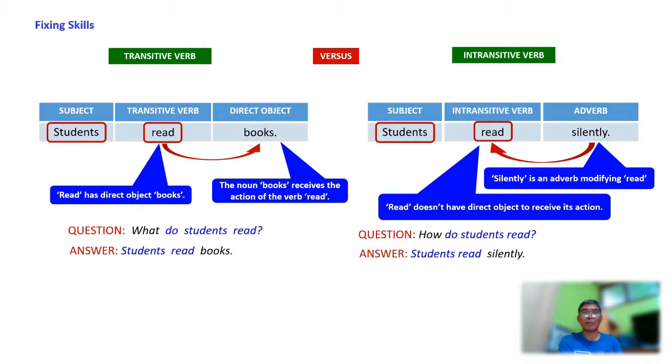Let us always remember that a sentence with direct object can be formulated into question beginning with the relative pronoun what. And this question can be answered with a statement with the direct object. Meanwhile, a sentence with adverb can be formulated into question beginning with the relative pronoun how. And this question can be answered with a statement with the adverb that modifies the intransitive verb.